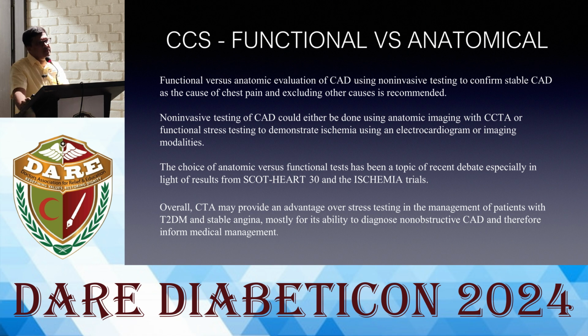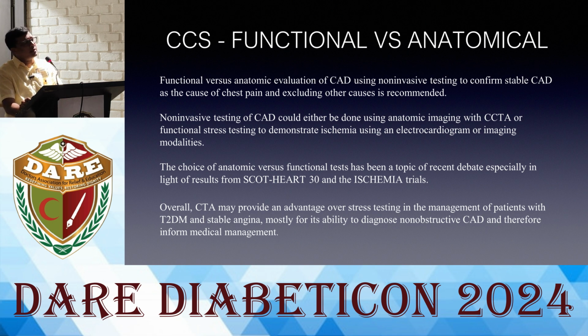There are many ways. We go by either functional versus anatomic. Functional is looking for inducible ischemia, either through treadmill or stress thallium or various other modalities. Anatomical is by looking non-invasively itself. We have the coronary CT angiogram, where we can assess the anatomy.